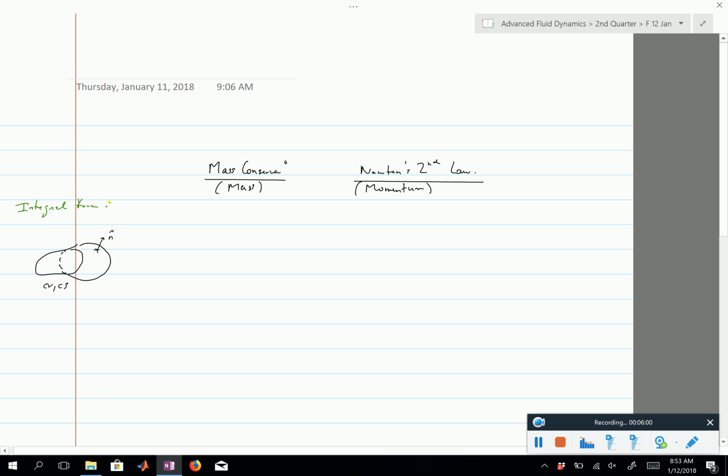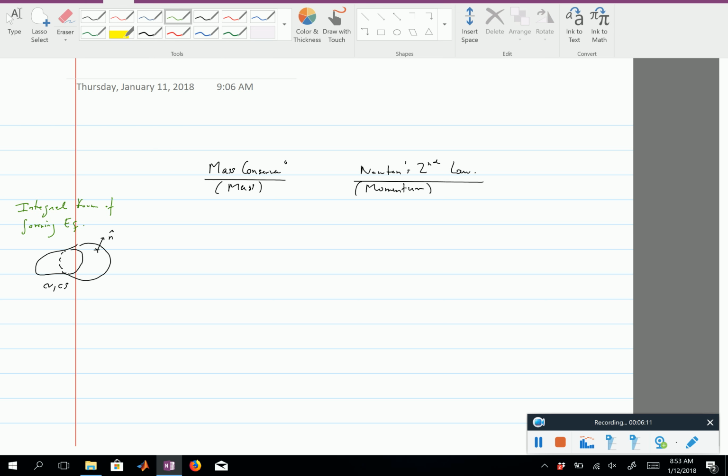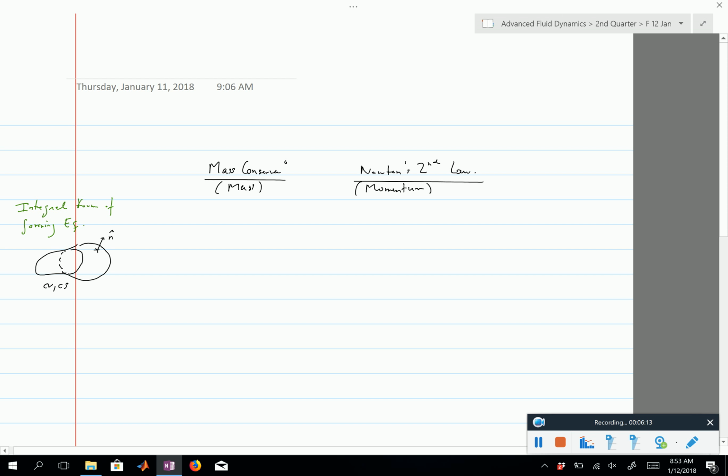Integral form of the governing equations. This is where we started. Now, for the mass conservation, the integral form takes the following form. You consider all of the mass inside of your control volume. The mass inside of the control volume is the volume integral of the density dV. You integrate all of the pieces of mass inside of your control volume.